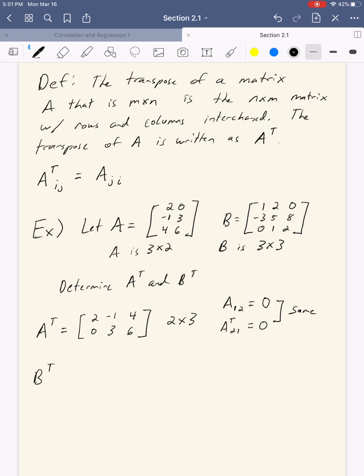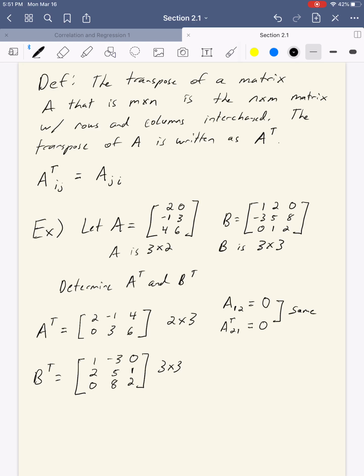Let's look at B transpose. Now, because B was originally square, B transpose is also going to be square, so the size isn't going to change, but the matrix itself is. So this first row here, 1, 2, 0, is going to become the first column, 1, 2, 0. The second row there, minus 3, 5, 8, is going to become the second column, minus 3, 5, 8. And then finally that third row, 0, 1, 2, is now going to become the third column, 0, 1, 2. That guy, of course, is again 3 by 3.